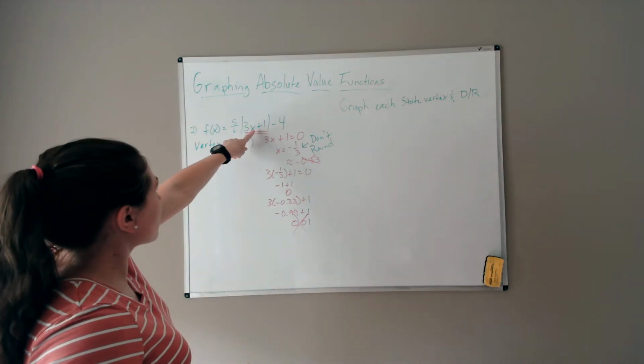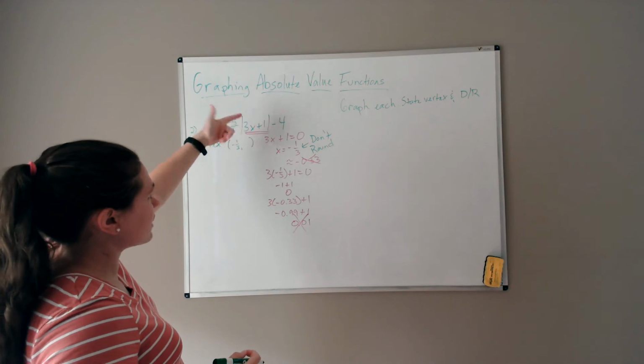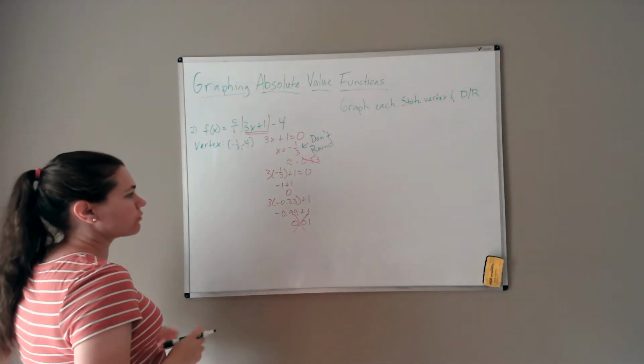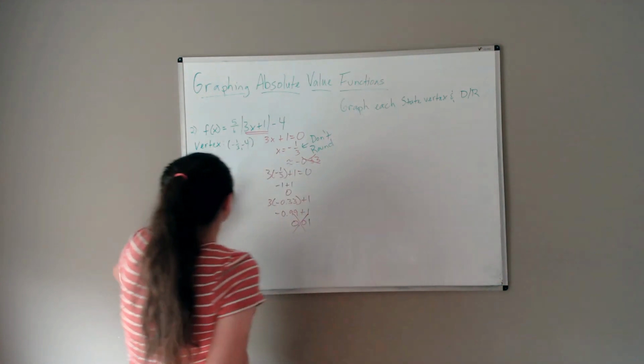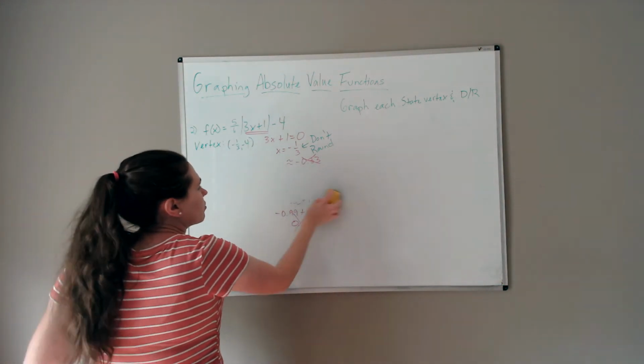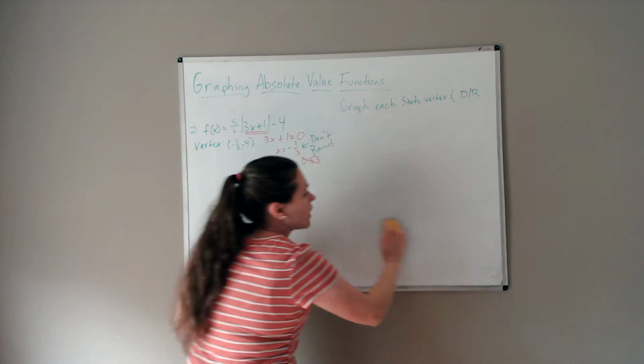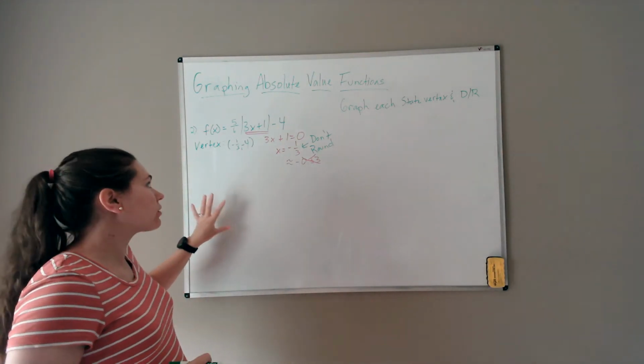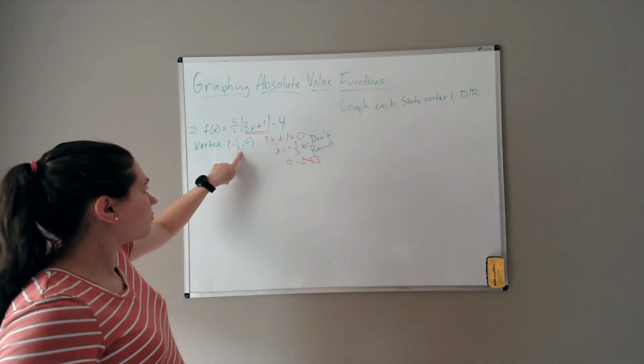That's going to make this 0, take the absolute value of that, 0 times 5/6 is 0, minus 4 gives you negative 4. So I do not want your vertex to be a rounded value. Can you round in your table of values? Yes, but do not round in your vertex.